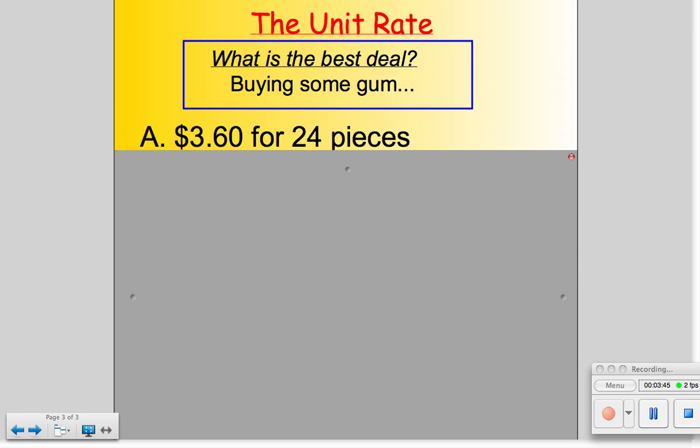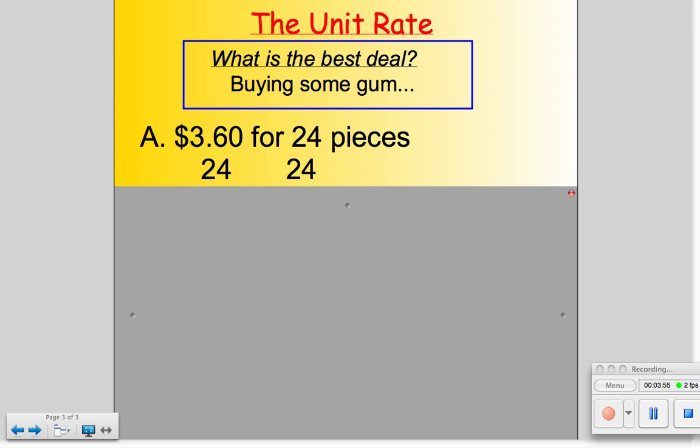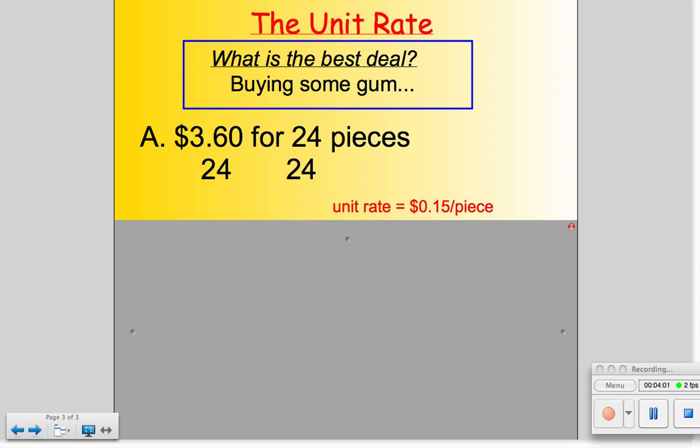So for our first choice, we're going to spend $3.60 for 24 pieces of gum. Well, that's not very useful to me unless I convert it to the unit rate. So you can see what I'm doing here. I'm going to divide both parts of my rate by 24. And when I do that, I find out that it costs 15 cents per piece of gum. All right, so that's a unit rate, 15 cents a piece.